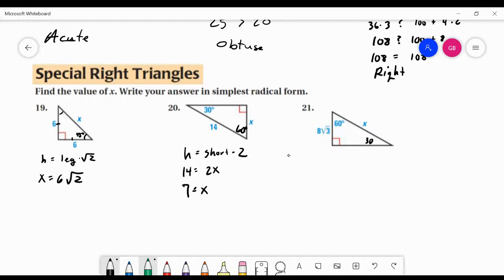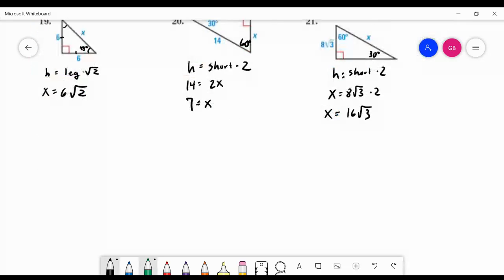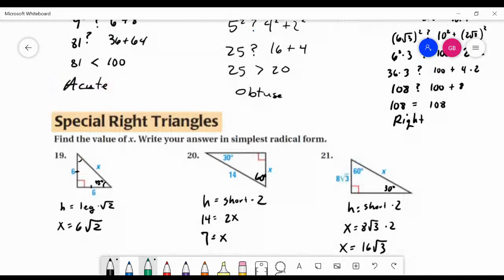21 is also a 30, 60, 90 triangle. We have the short leg again, and we're looking for the hypotenuse. So we're going to use the same formula. Okay. So x is equal to 8 times the square root of 3 times 2. You could go ahead and multiply the regular numbers to get 16 square root of 3. And that's it.